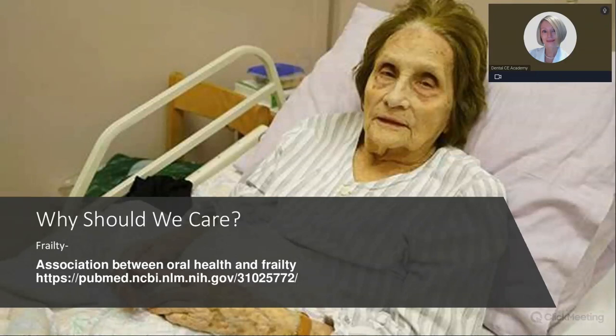Okay, so why should we care? Frailty, the association between oral health and frailty here is one of the links for you. And frailty is a slippery slope. Frailty is a situation here that once the patient declines, it's very, very difficult to reverse. And oral health is so associated to these patients' outcomes. And even though they are frail and they're bedbound, we've provided care for these patients with mobile equipment and so forth.